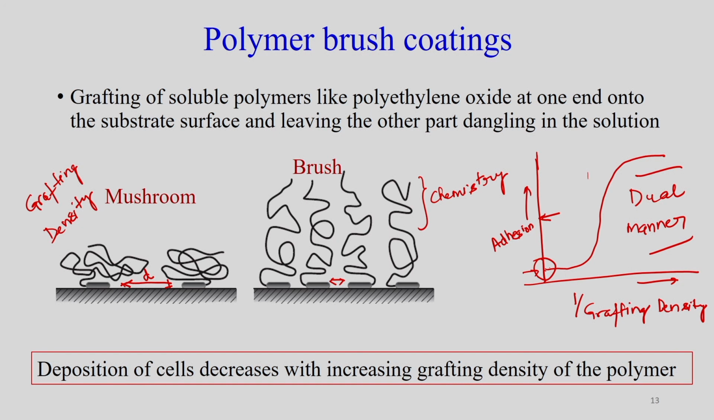So, here the deposition of the cell decreases with an increase in the grafting density. So, depending on the grafting density of the polymer brushes, we can tune the bacterial adhesion or biofilm formation.